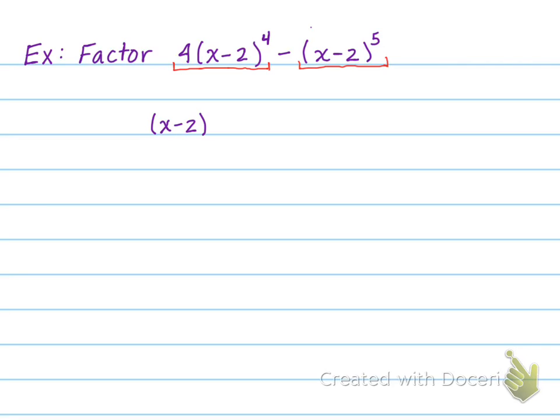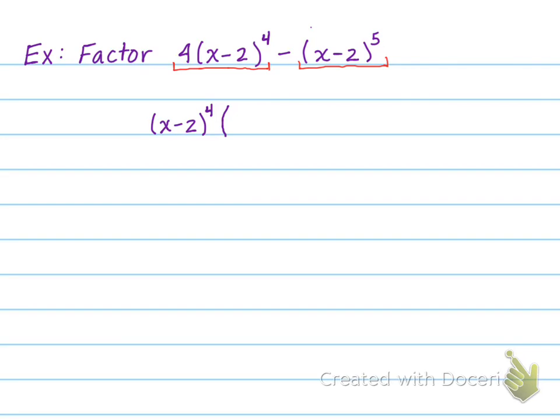So that first one has 4 factors of x minus 2 and the second has 5. So I can really factor out x minus 2 to the 4th. So that's my GCF. And then when I take x minus 2 to the 4th out of that first term, what am I left with? 4, yeah, just a factor of 4, right?